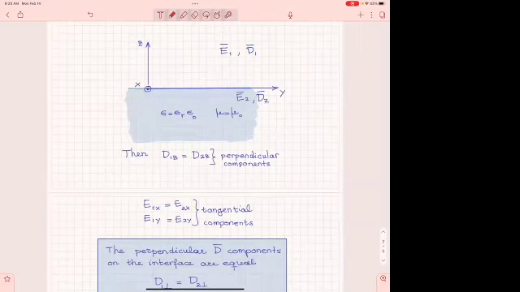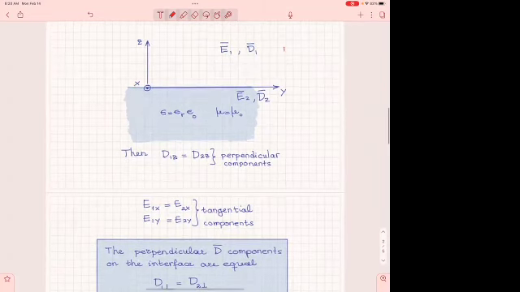If we have air on top, E1, D1, that's how we characterize the electric field. And what is D1? Just so we remember. D1 is epsilon naught times E1, because this is air, and this is the dielectric.